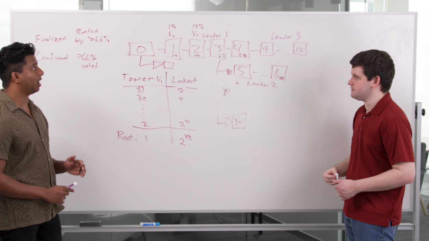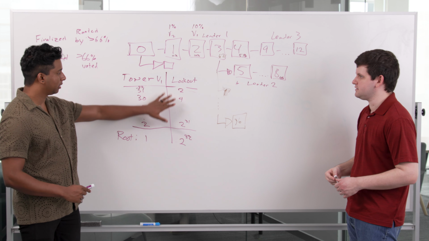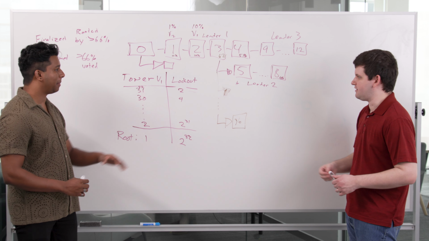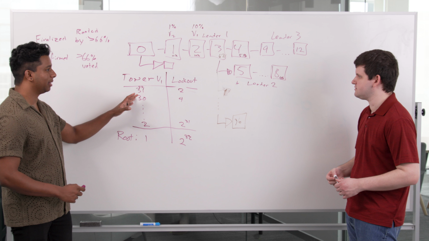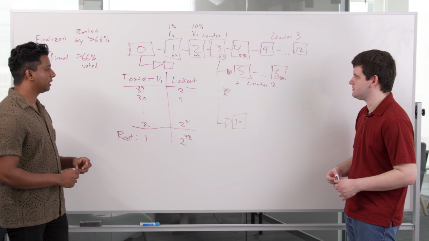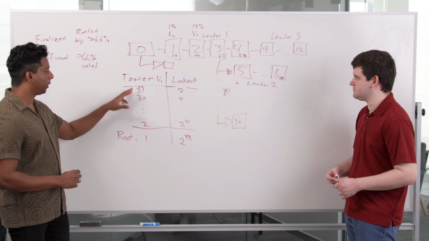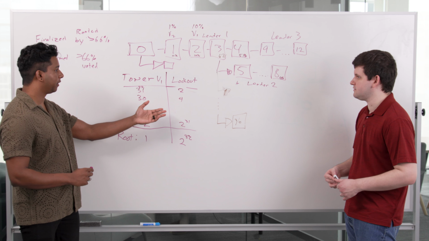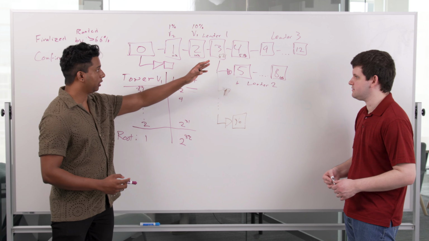Yeah. So the actual number doesn't matter. It's only the lockout that matters. Like these numbers are in the millions, right? Because they're slots. And the gaps between them only matter for the lockout. So in this example, you voted on 3.